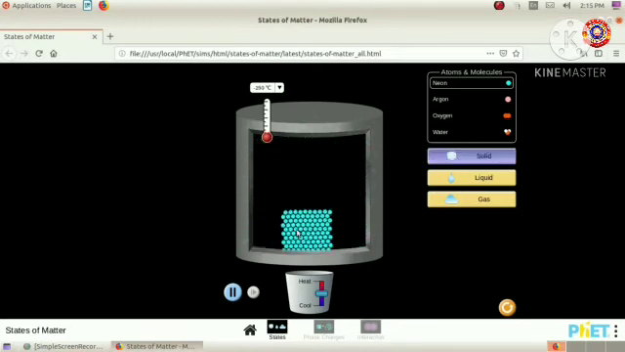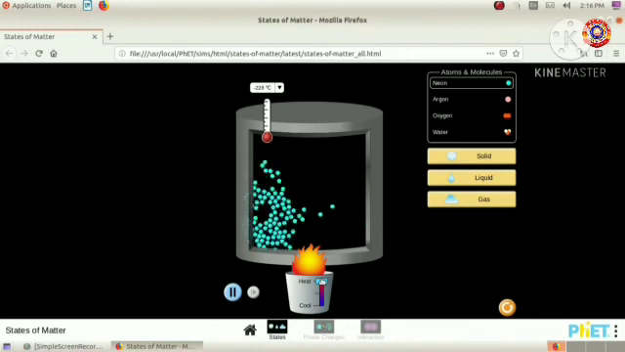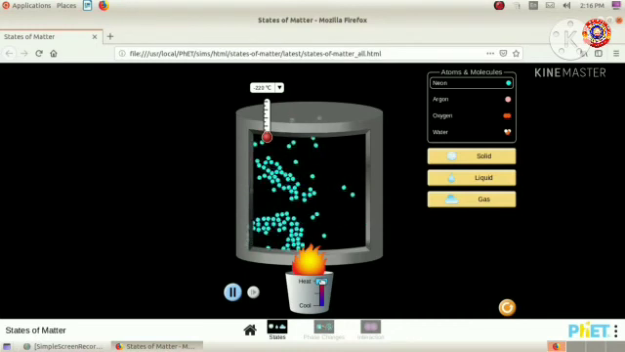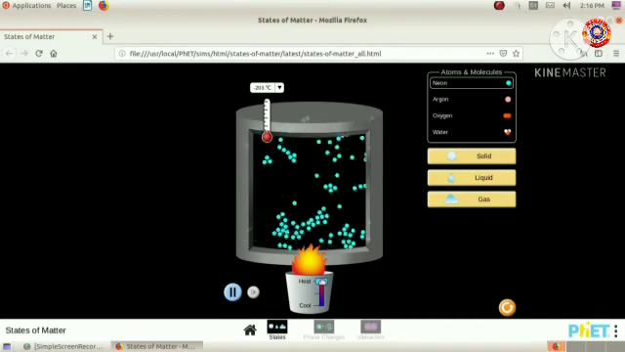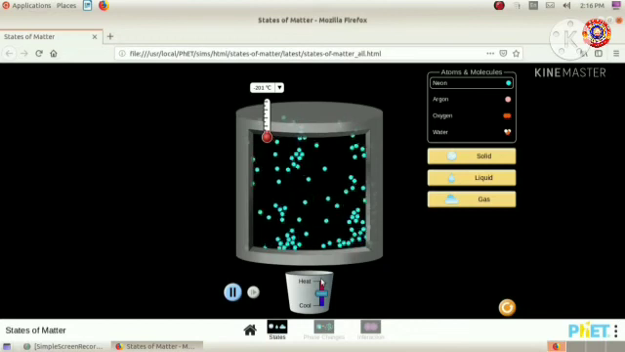Now look at the different states of matter. Here it is solid. They are closely packed. While applying heat, what happens? The attraction between the molecules decreases, and so the distance between the atoms or the molecules increases. Thereby energy increases and the molecules began to move.